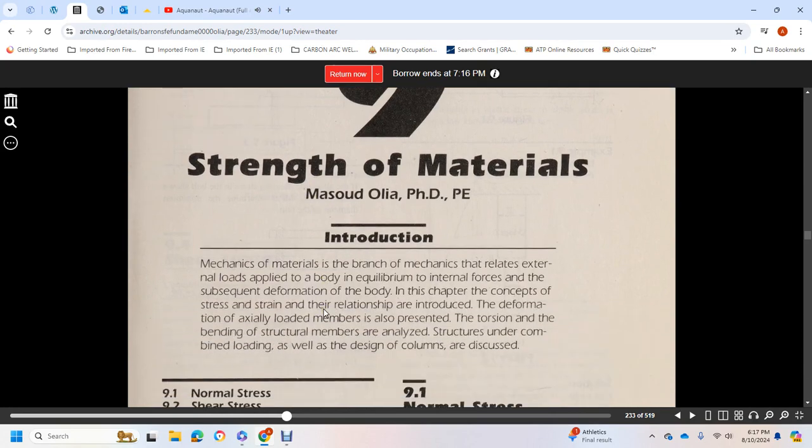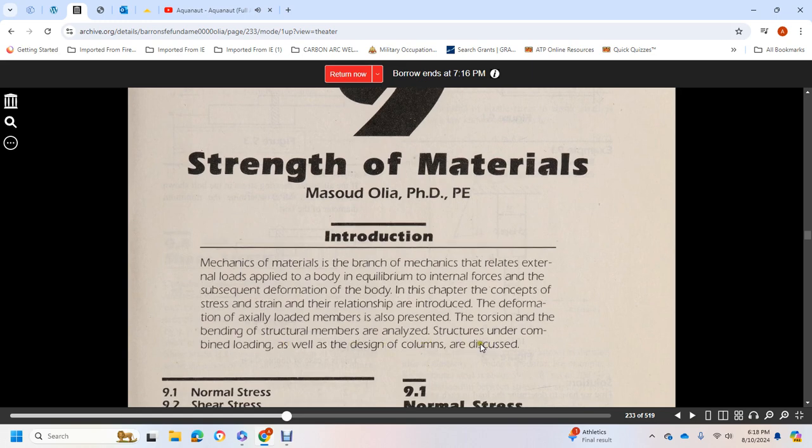Introduction. Mechanics of materials. This branch of mechanics relates the external loads applied to a body with the equilibrium and internal forces, and with the subsequent deformation of the body. The concepts of stress and strain and their relationships are introduced. Deformation of axially loaded members is also presented, along with the torsion and bending of structural members. Structures under combined loading, as well as the design of columns, are discussed.